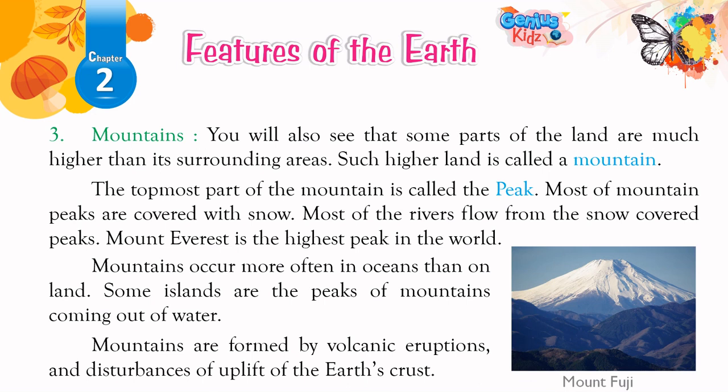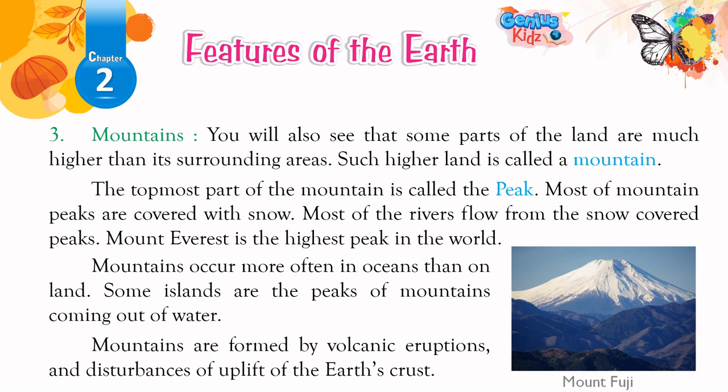3. Mountains. You will also see that some parts of the land are much higher than its surrounding areas. Such higher land is called a mountain. The topmost part of the mountain is called the peak. Most of mountain peaks are covered with snow. Most of the rivers flow from the snow-covered peaks. Mount Everest is the highest peak in the world. Mountains occur more often in oceans than on land. Some islands are the peaks of mountains coming out of water.